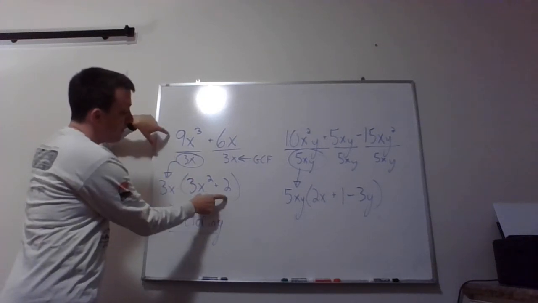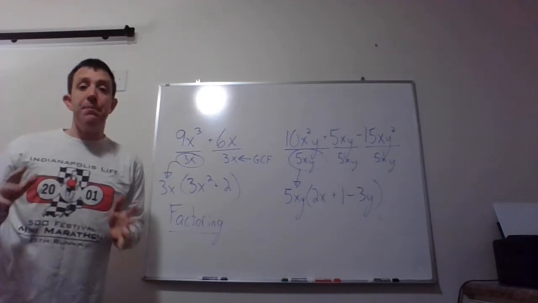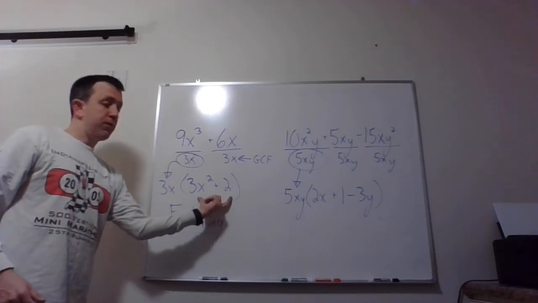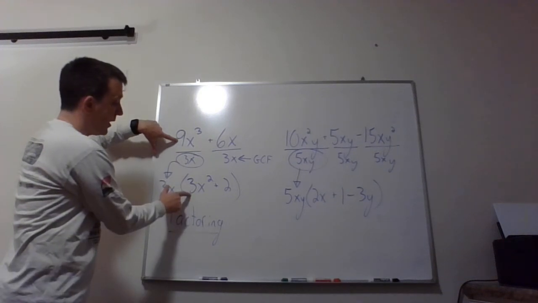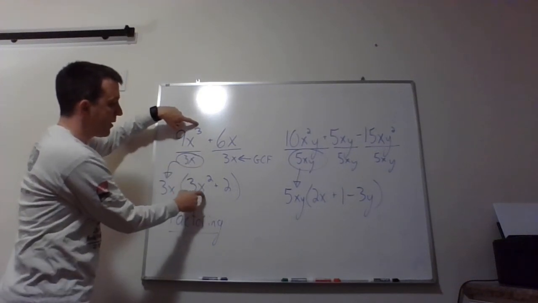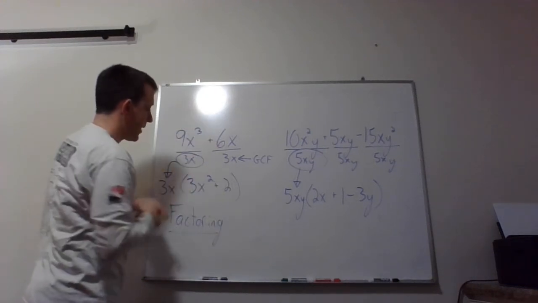And then when we do the division, that's going to go inside the parentheses. And this will be the same thing every time. The common factor goes in front. What you get when you divide goes inside. So 9 divided by 3 is 3. I subtract my exponents. 3 minus 1 is 2. So I get 3x squared plus 6 divided by 3 is 2. And those x's cancel out.